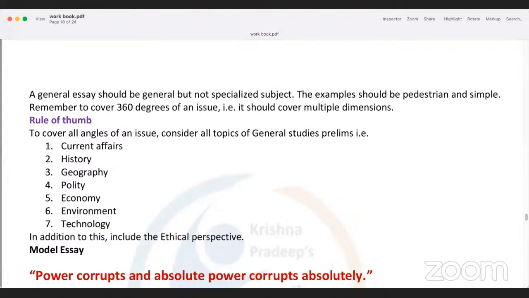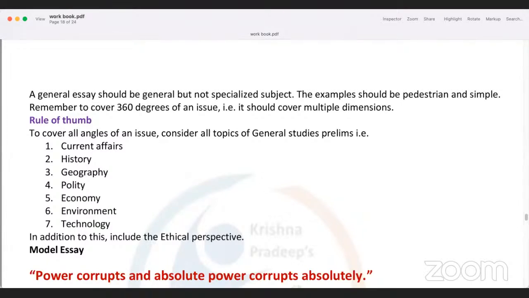So in a general essay, remember to cover 360 degrees of an issue, and that is also an important thing. It should cover multiple dimensions. And how to cover multiple dimensions? I will give you a rule of thumb. And what is that rule of thumb? A rule of thumb means something that you should remember with a blind approach.